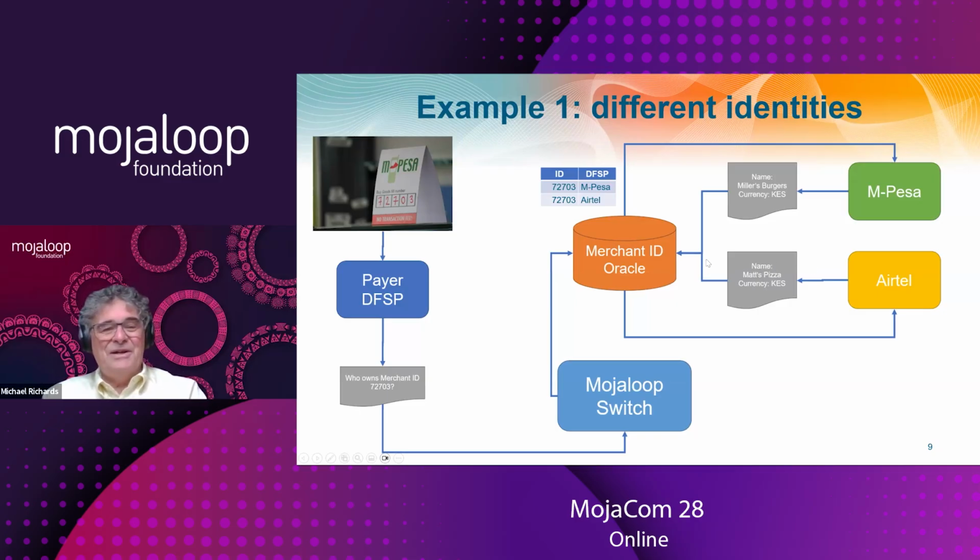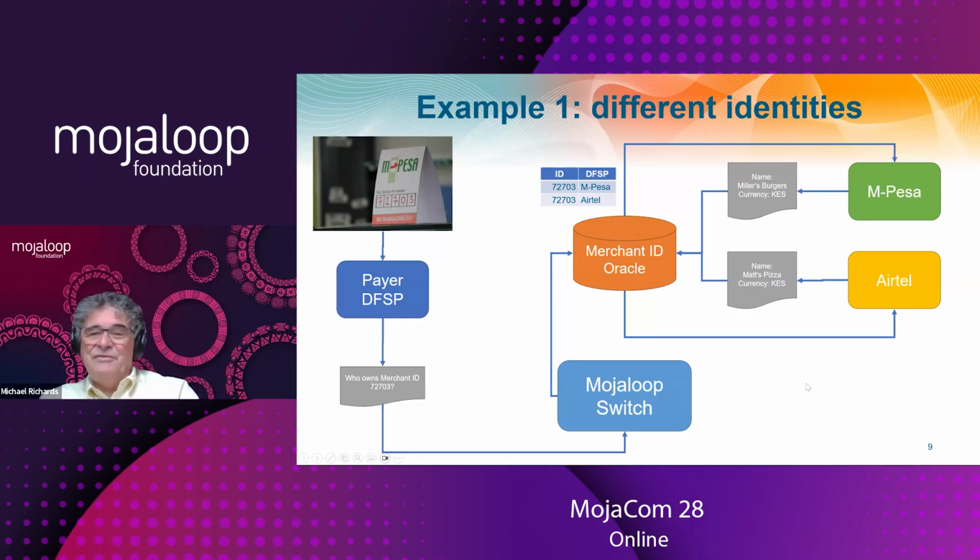So now that information comes back to the merchant ID oracle, and the merchant ID oracle, for instance, or some similar thing could say, I can see that these have different names and therefore they are different institutions. Obviously, we would accept a degree of fuzziness in the names, but most fuzziness algorithms, I think, would see Miller's Burgers as being something different from Matt's Pizza, even though they both begin with M. So that's the first one.